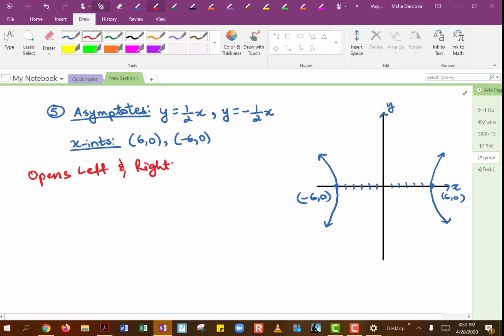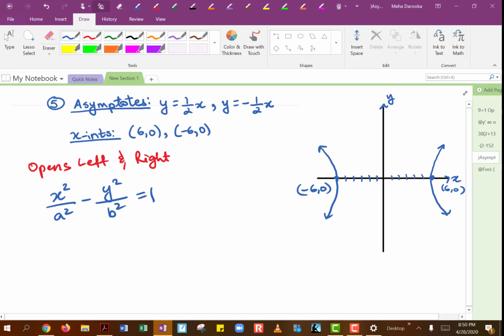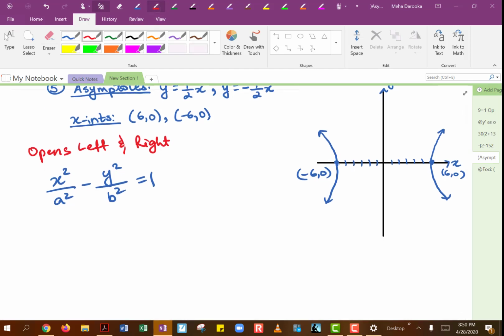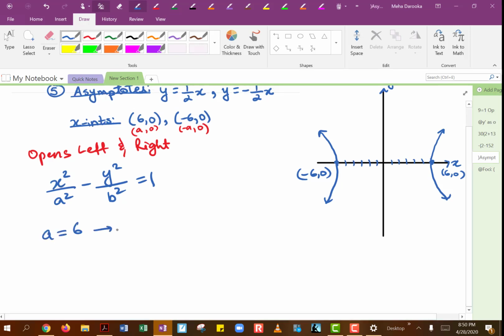So remember your x-intercepts, let me go ahead and write the general form of the equation first before I talk about that. Okay, so this will be the general form of our equation that opens left and right. So remember the x-intercepts are giving you your a value. So this is actually giving you the points (a, 0) and (negative a, 0). So that tells us if the a value is 6, then that means a square is going to be 36.